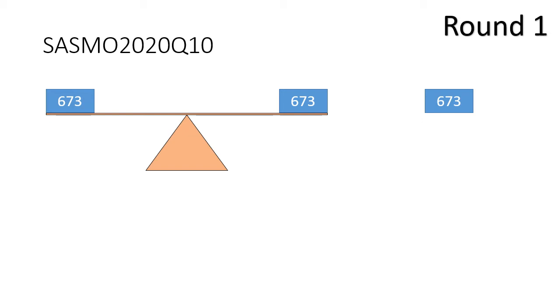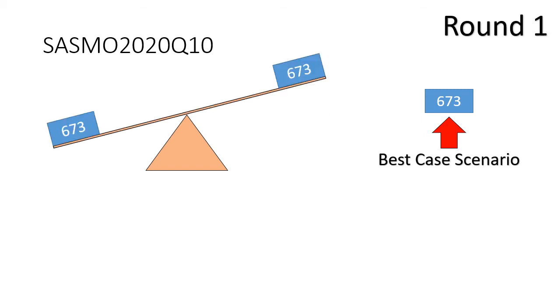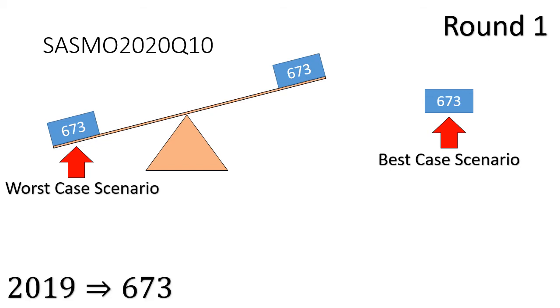So a better strategy is to divide the coins into 3 equal piles. This way, if the scales are balanced, the best case scenario is that it's the leftover pile of 673. And if the scales are not balanced, they're tipped to one side, the worst case scenario is also 673. So we've essentially cut down the number of counterfeit coins from 2019 to 673, no matter what.